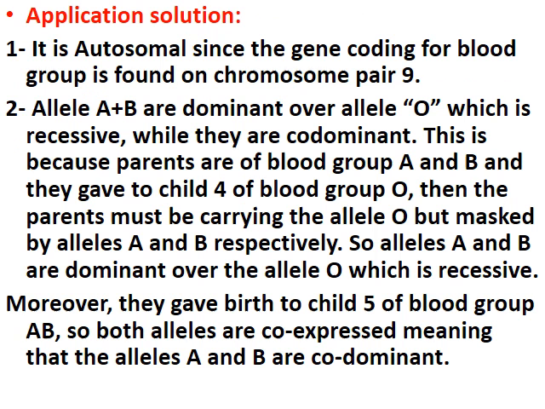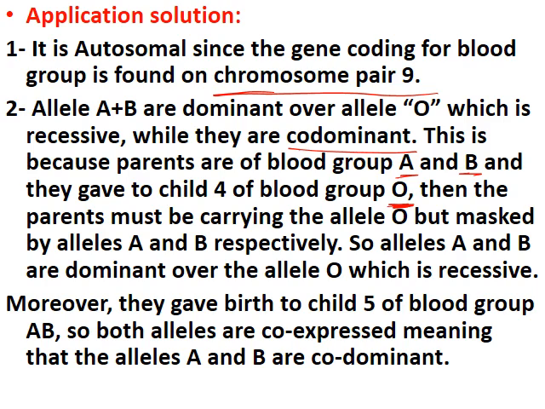So starting with the first part, autosomal, since the gene coding for the blood groups is found on chromosome pair number 9. Allele A and B are dominant over the allele O, which is recessive. Why? They are co-dominant. Pay attention to the case of co-dominance, okay? Maybe you're gonna have a question like this in the exam. This is because parents are of blood group A and B, and they gave birth to a child of blood group O. So the allele coding for blood group O was masked by the alleles A and B.